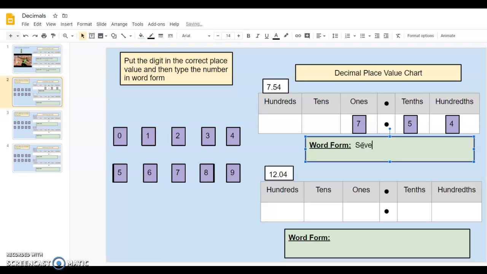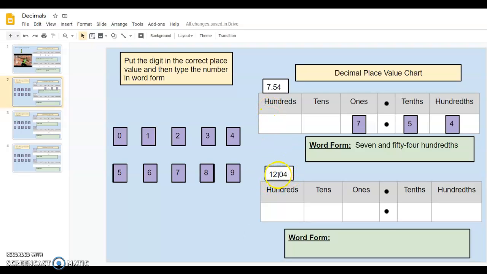So I'm going to write 7, and the decimal always stands for "and", and I'm going to write 54, and then the place value where it ends, which is hundredths. So that's going to be 7 and 54 hundredths. Okay, that's all that is. Alright, let's move on to the next one right here.